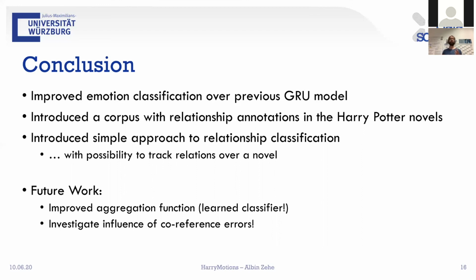For future work, as I've already mentioned, we can think about building an improved aggregation function, because currently we're just counting positive and negative emotions and aggregating those. And we may think about using a learned classifier for that. And additionally, it's also interesting to investigate the influence of co-reference errors, because currently we just use automatic co-reference and do not deal with the errors that these co-references introduce to our method.